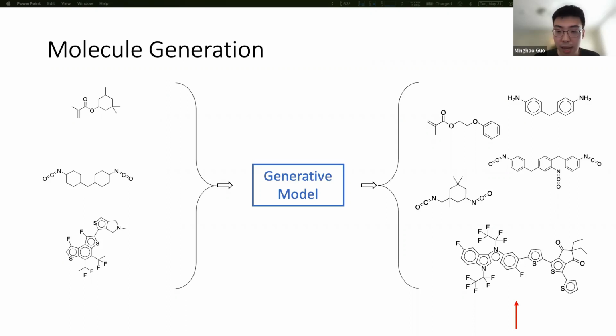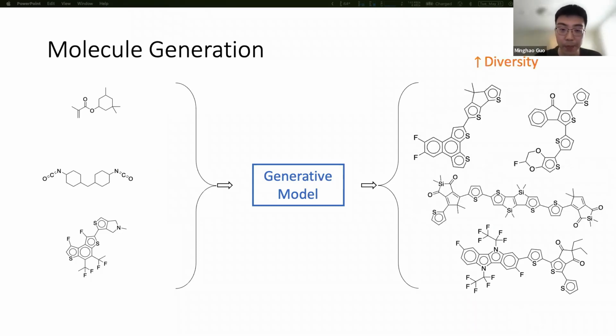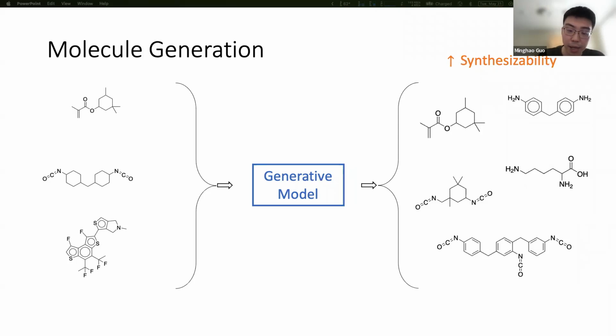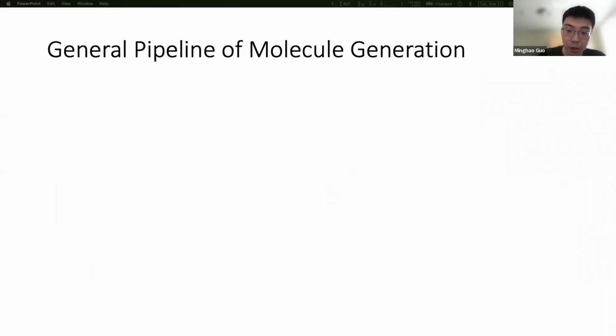At the output side of this generative model, we also want our generated samples to suit certain chemical constraints, or at least reveal some nice properties. For example, we may want the generated samples to cover a large possible chemical space, in other words to be diverse enough. Or we want our generated samples to be synthesizable using the existing reactants or reaction database.